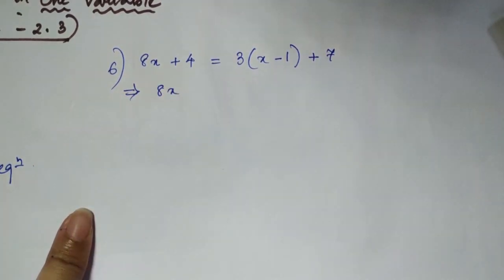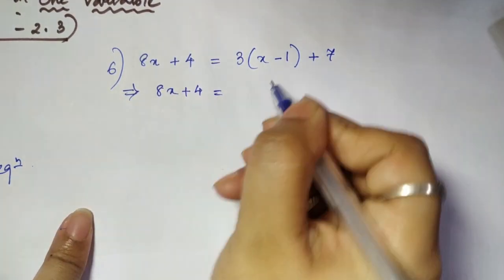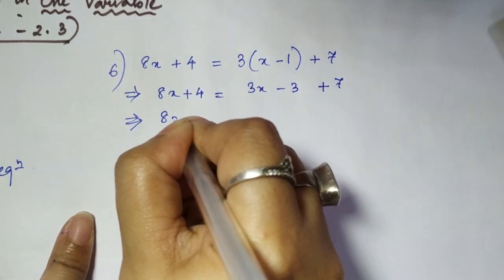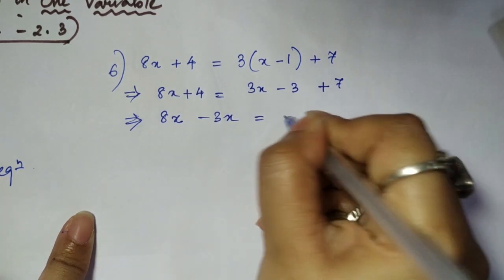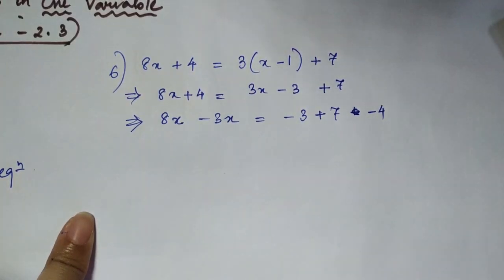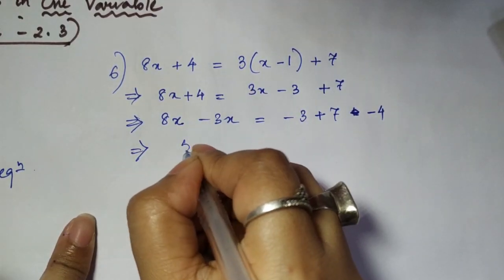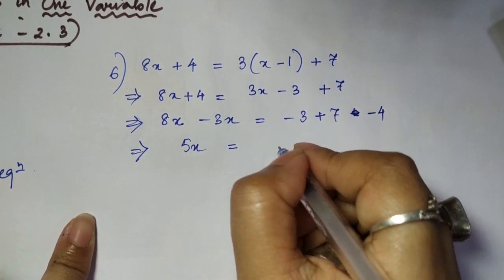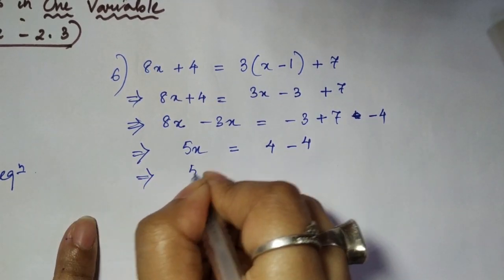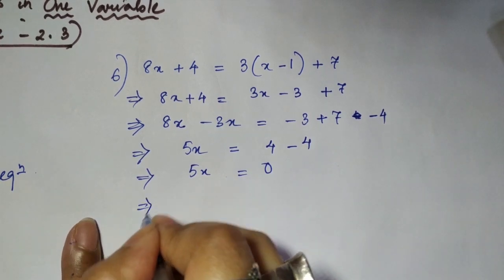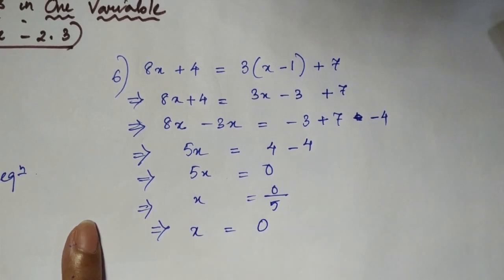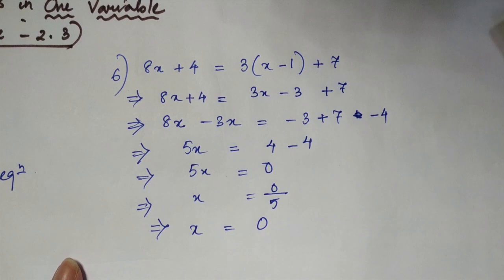Let's solve it. 8x plus 4 is equal to 3x minus 3 plus 7. Now I'll bring the variables to this side and the constants to the other side, so this will become minus 4, right? So 8x minus 3x will be 5x, and here you will get minus 3 plus 7 minus 4, which is 4 minus 4. So 5x is equal to 0, so x will be equal to 0 divided by 5, which is 0. So the value of x here is 0.